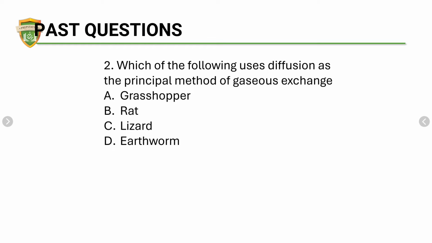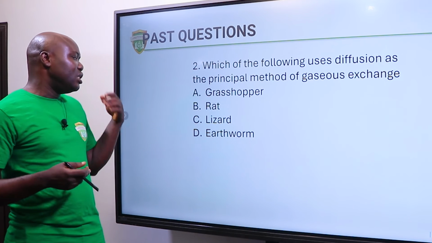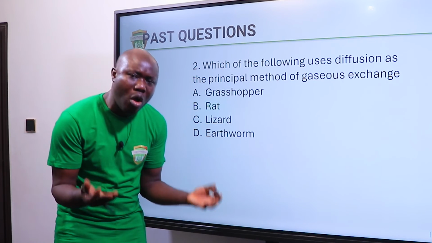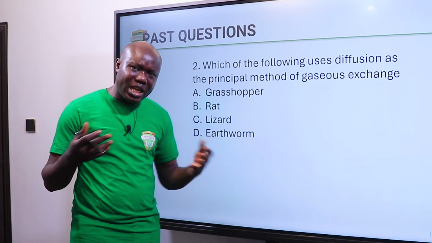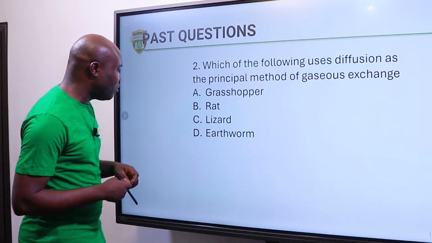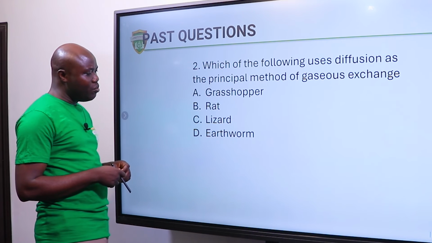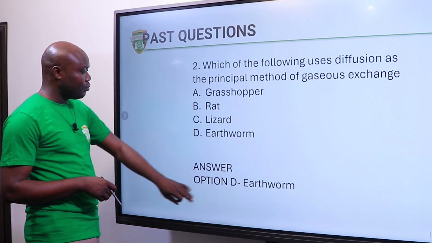Which of the following uses diffusion as the principal method of gaseous exchange? Pay attention, there are some organisms, like unicellular organisms majorly, that their only means of gaseous exchange is through diffusion. You get it? It's through diffusion. Why? Because they are not complex. They don't have machineries to carry out the kind of respiration that other higher animals do. So let's look at it. We have grasshopper, we have rat, we have lizard, we have earthworm. So what do you think will be the answer? Our answer is D, earthworm. Okay, so let's move on.